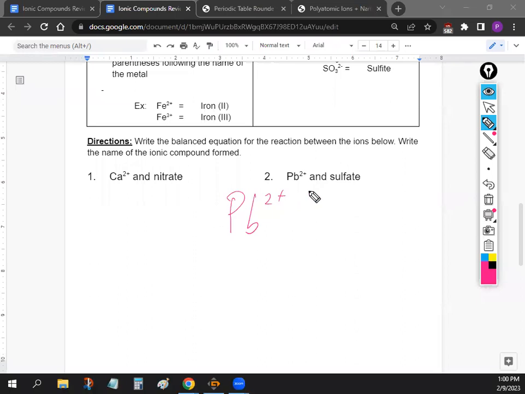Let's review number 2 now. So I have lead, Pb2, which is lead, and sulfate. I've already given you the cation, the charges, and the sulfate you can grab from the polyatomic ion chart, right? That is SO4 2 minus. I'm going to write it again on the right side.